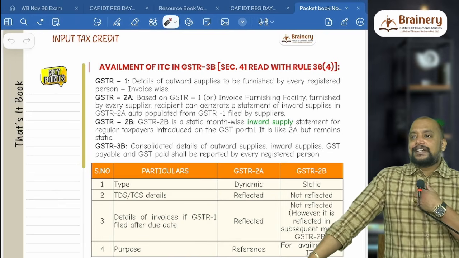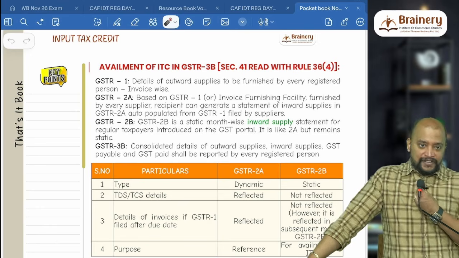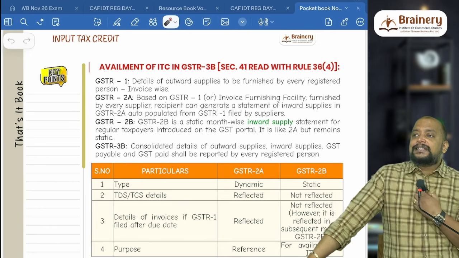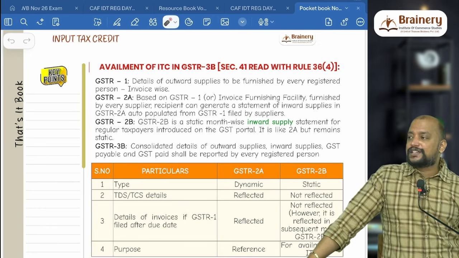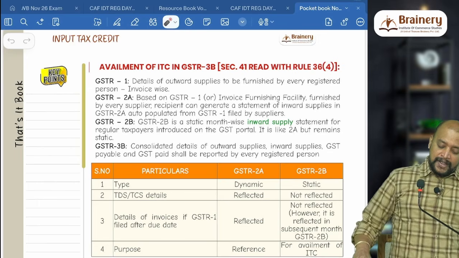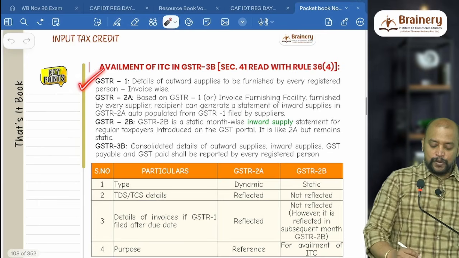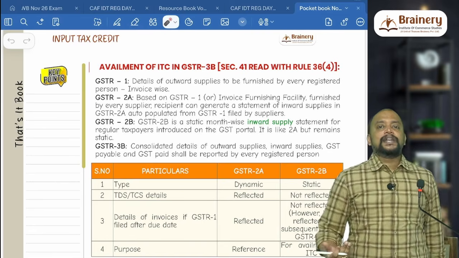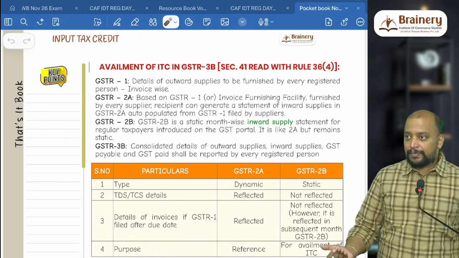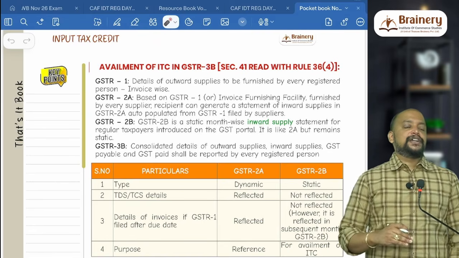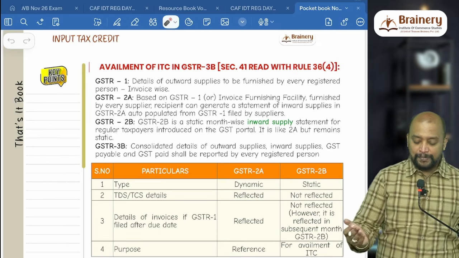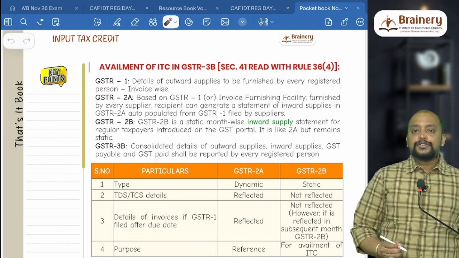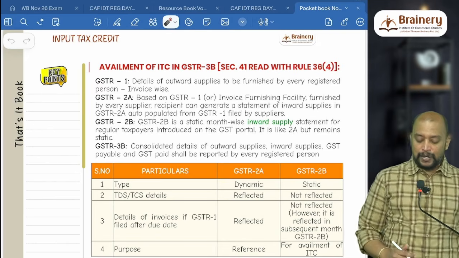Section 41 says that only the matched ITC can be availed. What is matched ITC? That ITC which is reflected in GSTR 2B of the recipient. We have total GSTR 1, 2A, 2B and 3B, like this 4 returns. GSTR 1 contains the details of outward supplies, and every registered person has to report their outward supplies in GSTR 1. So basically supplier will file GSTR 1.